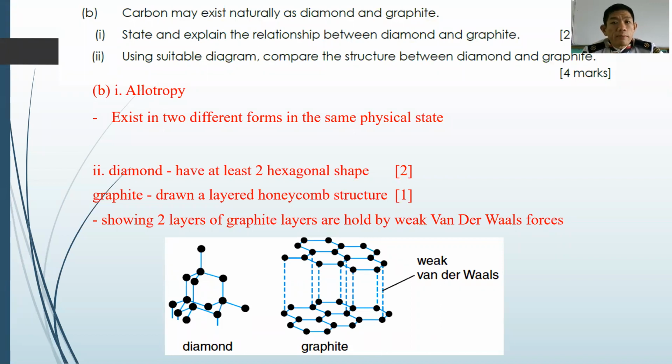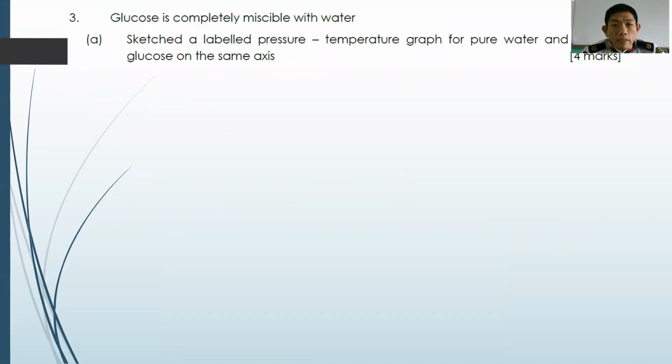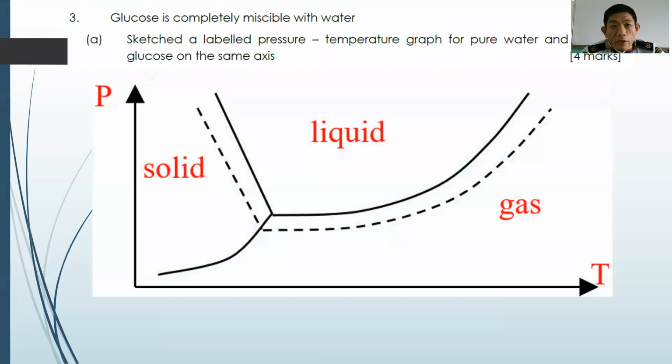Immediately we move to question number 3. Glucose is completely miscible with water. Sketch a vapor pressure, temperature graph for pure water and aqueous solution of glucose on the same axis. So vapor pressure temperature graph. So this is this one.